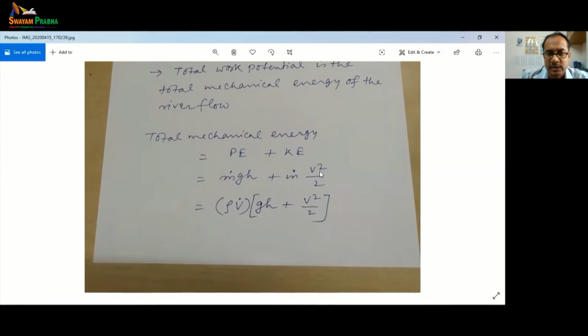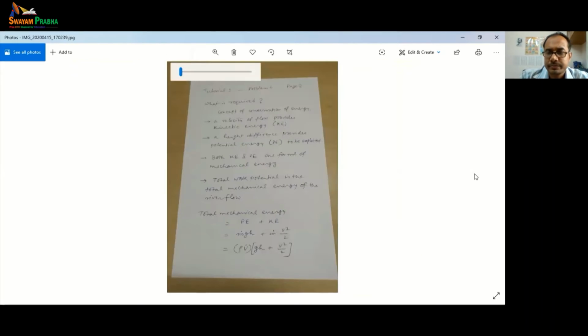That's the kinetic energy. Here we can see m dot you can take out, and that will be nothing but rho into v dot, the volume flow rate into density of water. That would be the mass flow rate, and inside the parenthesis we will have gh for the potential energy part, plus v2 squared by 2, that will be for the kinetic energy part.